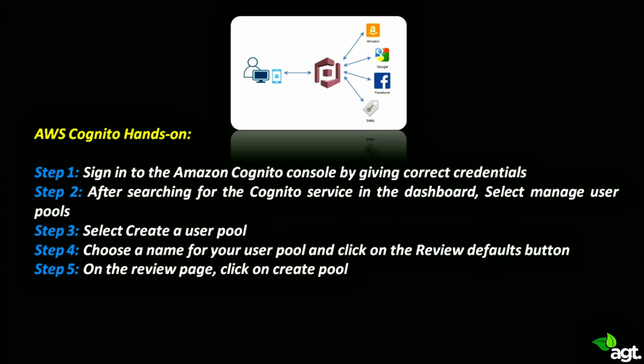So, AWS Cognito hands-on. Step one is signing in to the Amazon Cognito console by giving correct credentials. Step two, after searching for the Cognito service in the dashboard, select manage user pools. Step three, select create a user pool. Step four, choose a name for your user pool and click on the review defaults button. Step five, on the review page, click on create pool.